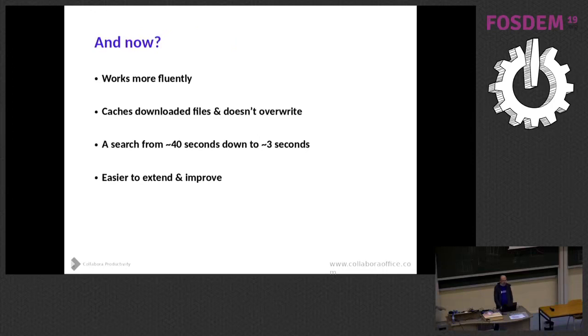Now it works more fluently, more reliably. It caches downloaded files and doesn't overwrite each time, so it is much faster. On my computer, I didn't check the actual cycles, but just a rough number, it went down from 40 seconds to 3 seconds to search for a new persona, new keyword. And it is now easier to extend and improve the code.